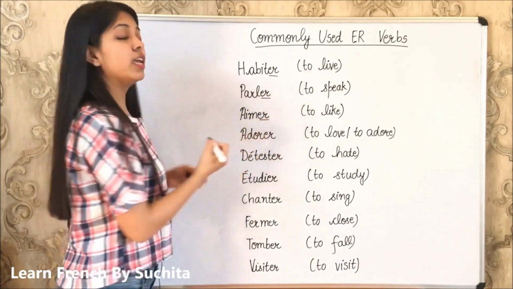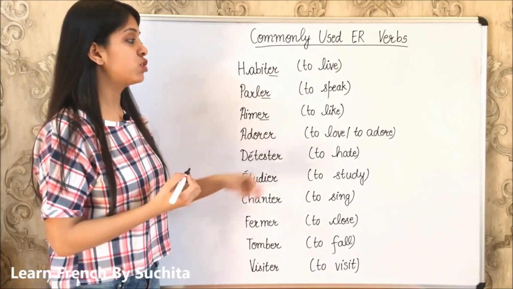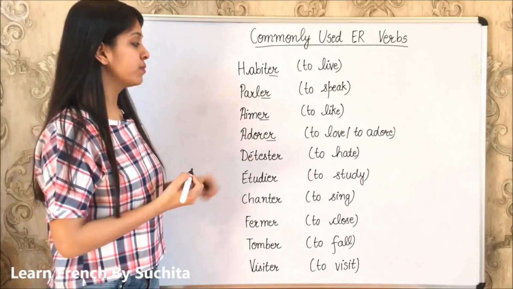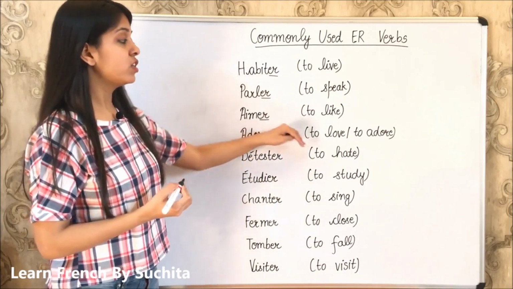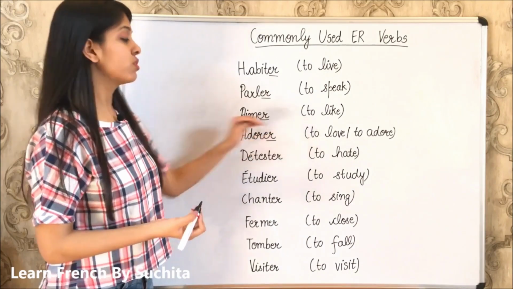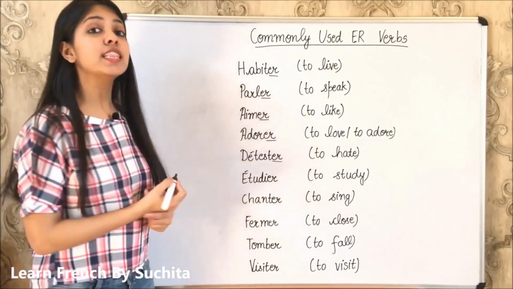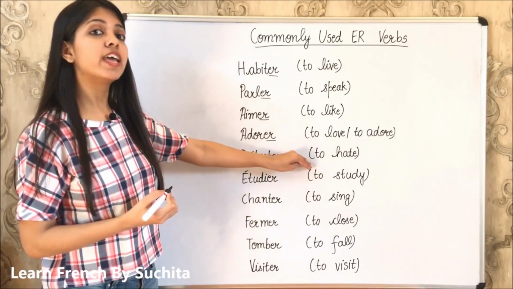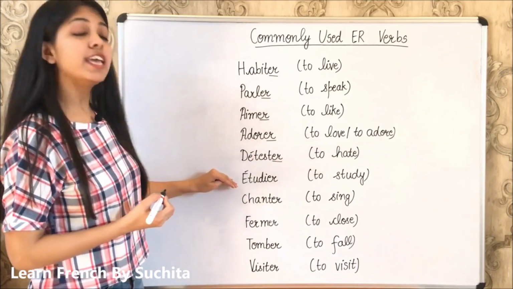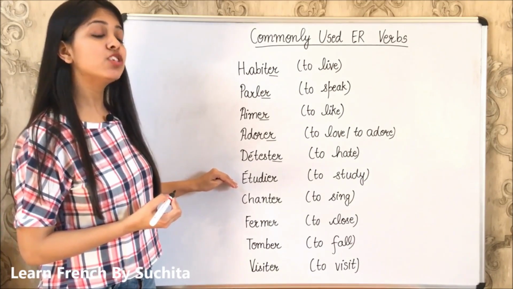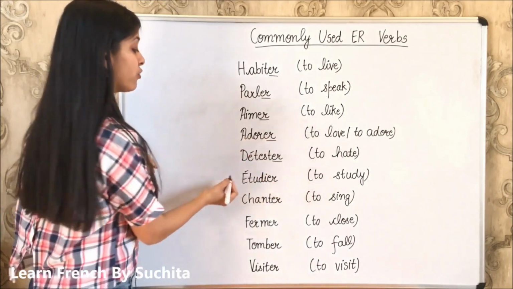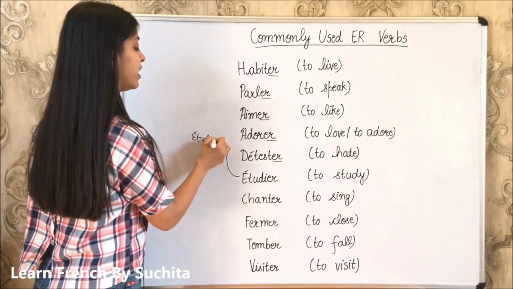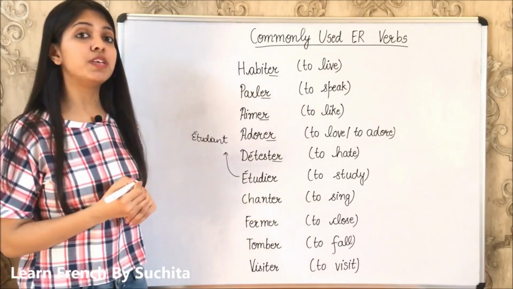Next, aimer. The verb is aimer, which means to like. Next, adorer. The verb is adorer, to love, or you can say to adore. Next, détester. The verb is détester, which means to hate. Next, étudier. The verb is étudier, which means to study. Now from this verb, we have this noun étudiant, which means student.